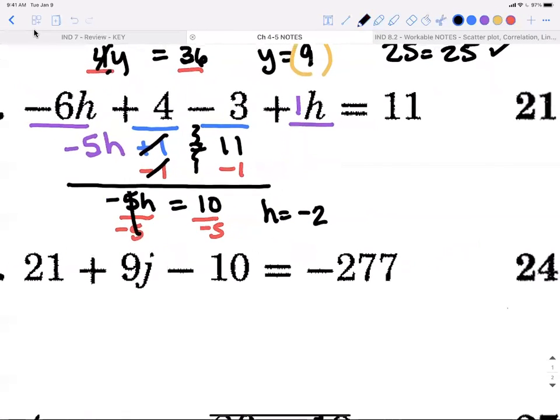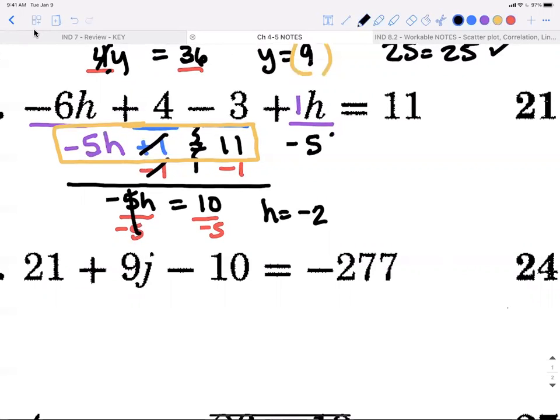Now, again, for checking, I'm going to use my combined version right here, because I think that's the most concise, easiest place to plug in. You can plug into the top, but if you choose to plug into the top, you've got to plug into both H's. So I'm going to do where I circled there in yellow, and I'm going to say -5 times H, which in this case, I've decided H is -2, plus 1 equals 11.